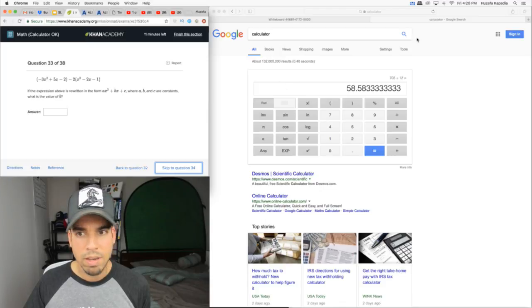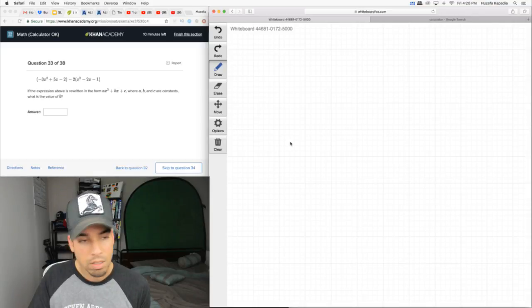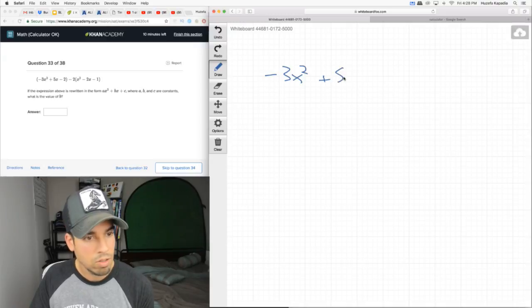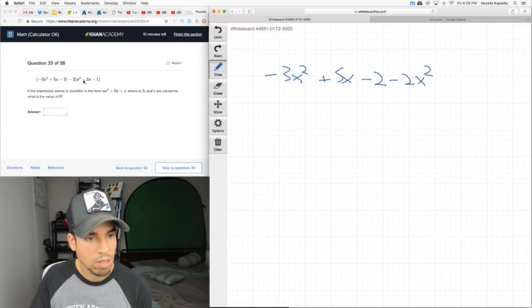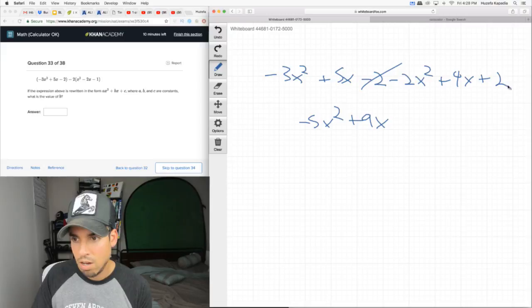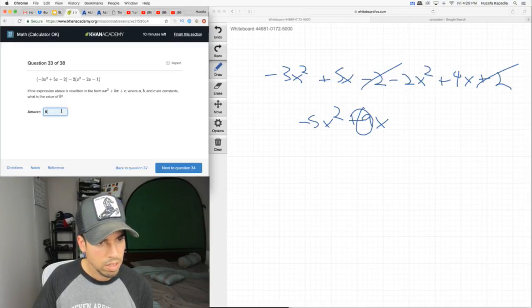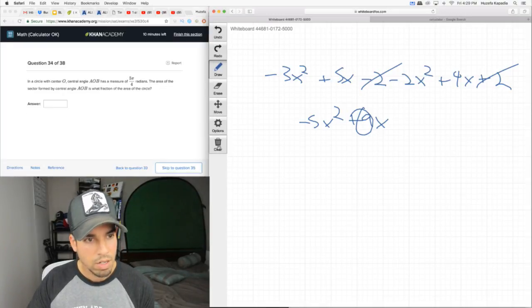If the expression above is rewritten in that form, remember, what I say is just start adding, combining and simplifying. First of all, the parentheses in the first one are irrelevant because there's nothing in front of them, so I'm just going to remove them. In the second one, I'm going to distribute a -2, so it becomes -2x squared. -2 times -2x is positive 4x. -2 times -1 is positive 2. Then we add these together. We get -5x squared, positive 9x, and these two cancel out. So what is the value of b? b is 9. I think that's right. Yeah, it's 9.